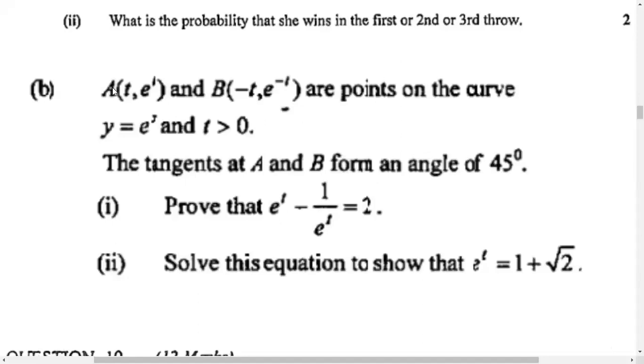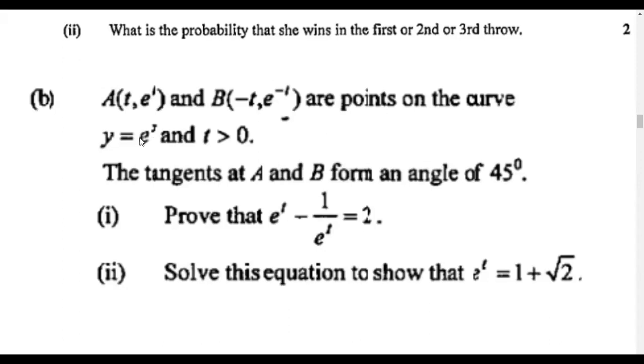So now we're going to be looking at this question. A and B are points on the curve y equals e to the t, and t is positive. Okay, so you've got a curve and 2 points on it.